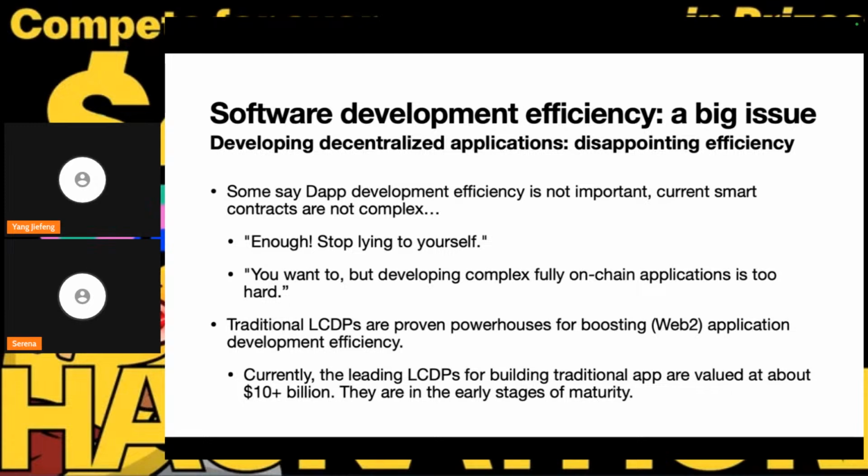It's a huge elephant in the room, which is software development efficiency. This is a big issue, especially when we talk about dApps. Building a fully on-chain application is super hard. It's not just about writing a few smart contracts. It's about making everything work together, both on-chain and off-chain parts. This complexity can slow things down significantly.